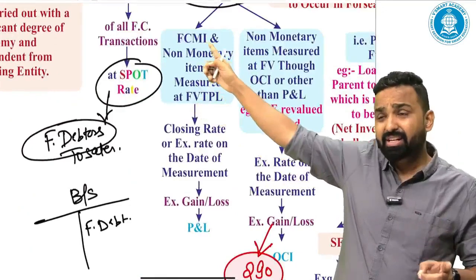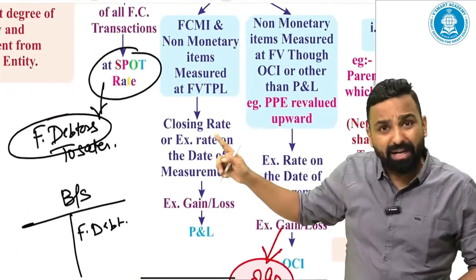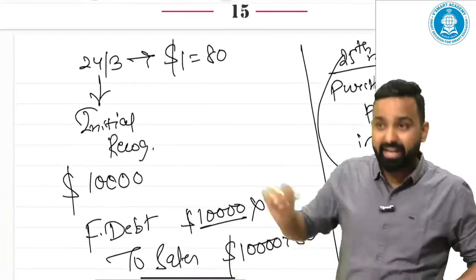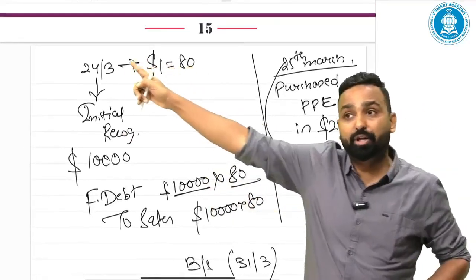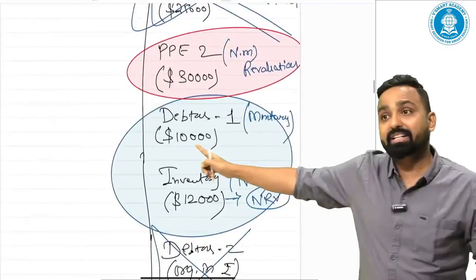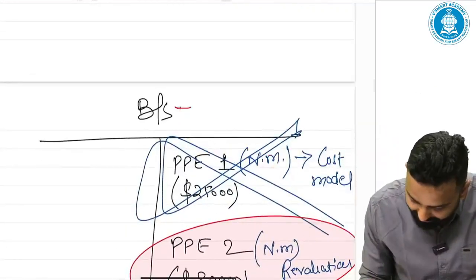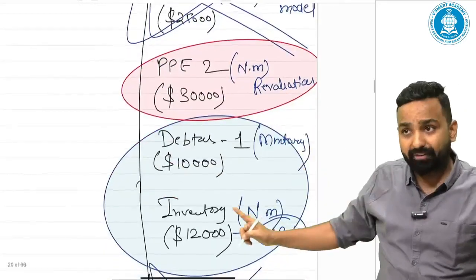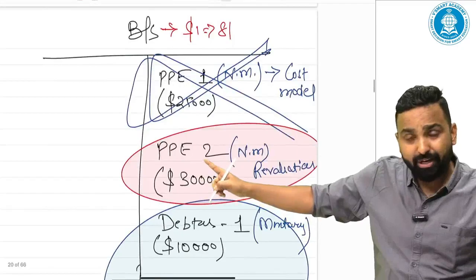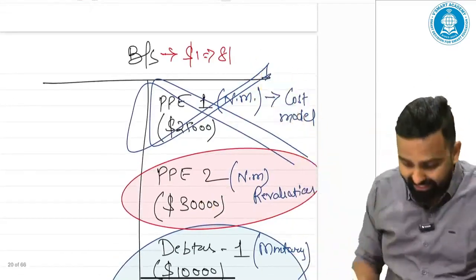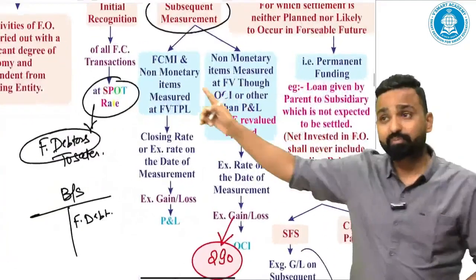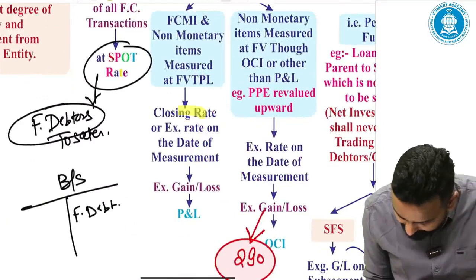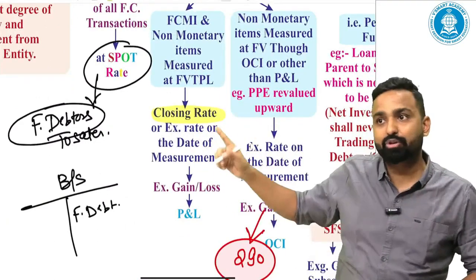As far as debtor is concerned, as far as inventory is concerned, on balance sheet date, I will revalue them at the closing rate. Now, what is the closing rate? Technically, when I recorded the debtor, it was 80 rupees on 24 March. Now, again, the debtor will be revalued as per the balance sheet date. Suppose on balance sheet date, $1 becomes 81. So, I have to revalue my debtor at 81, my inventory at 81, my PPE at 81. Yes, closing exchange rate. Foreign currency monetary item, non-monetary item measured at fair value: apply closing rate, or the exchange rate on the date of measurement. Whenever you measure it, apply the rate.